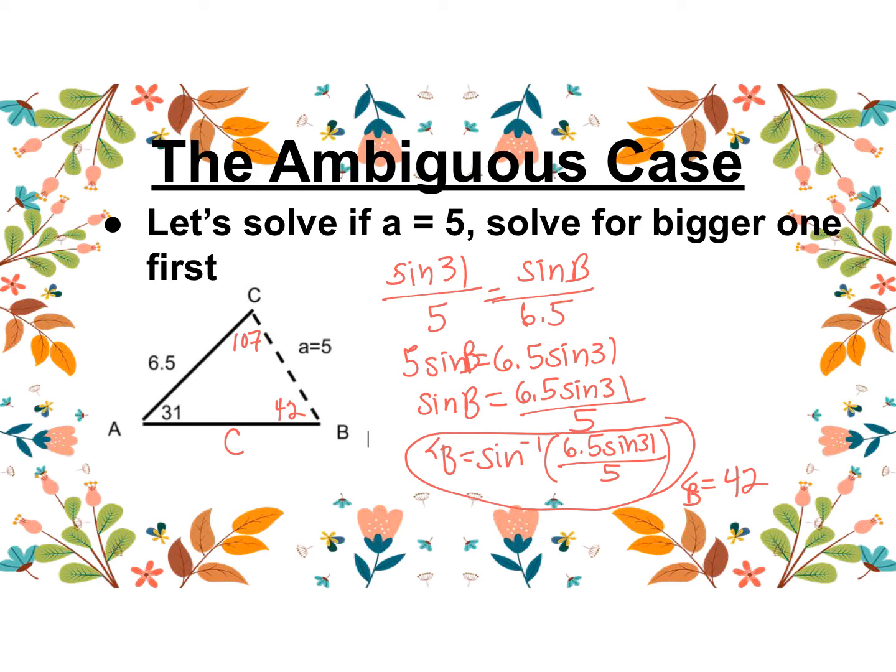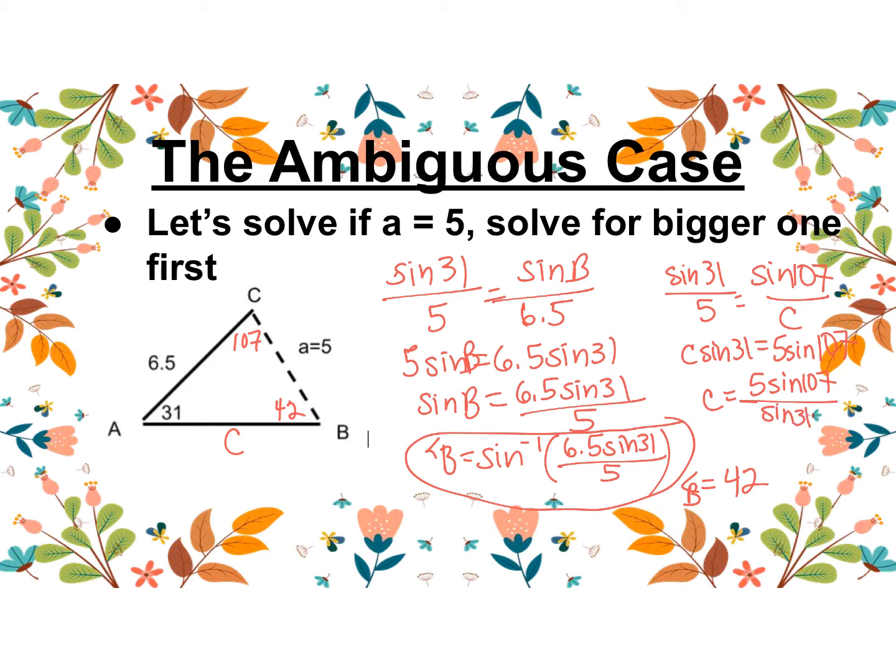So we just did law of sines once, then we did triangle sum theorem. So now I can do law of sines again. Stick with my sine of 31 is to 5, as sine of 107 is to C. You would solve it the same way. You don't have to take inverse though this time, so we get C sine 31 equals 5 sine 107. C is going to be 5 sine 107 over sine 31, and side C measures 9.3. So we've solved that triangle.